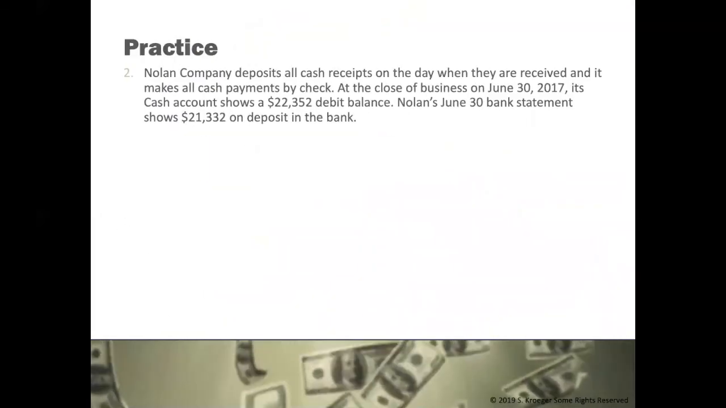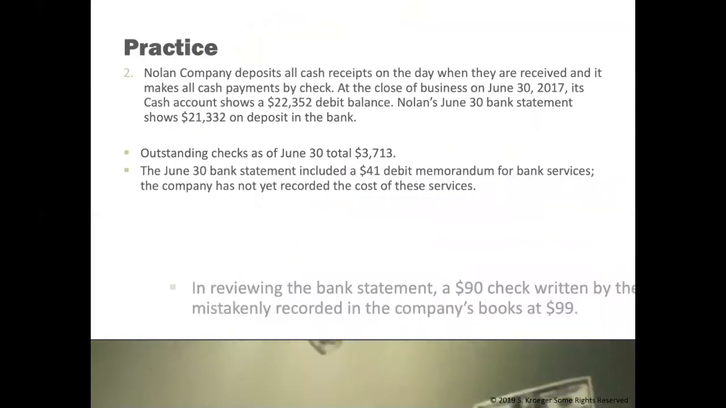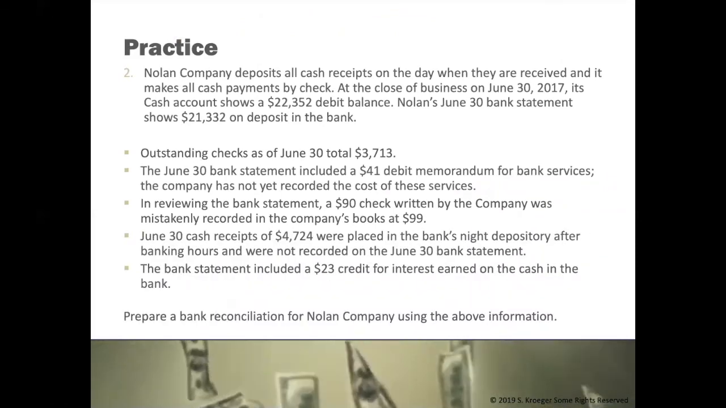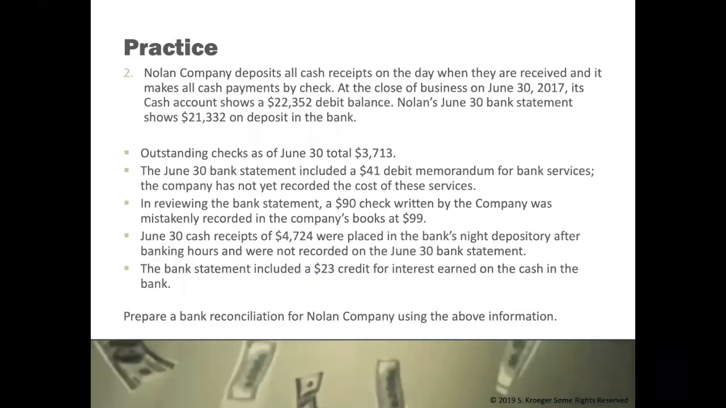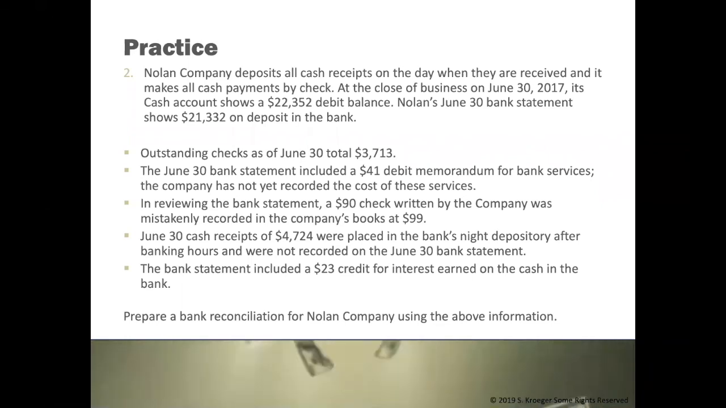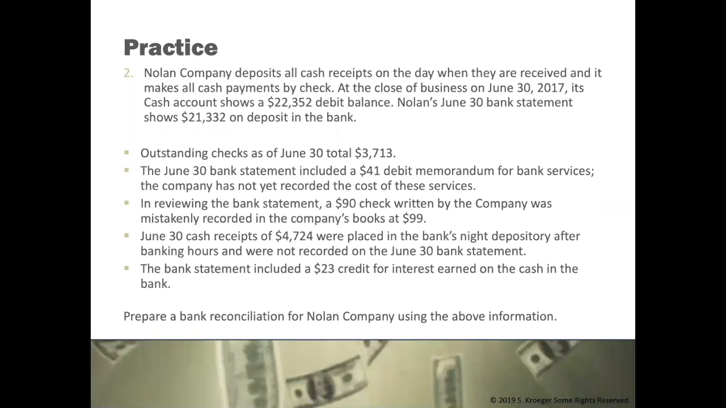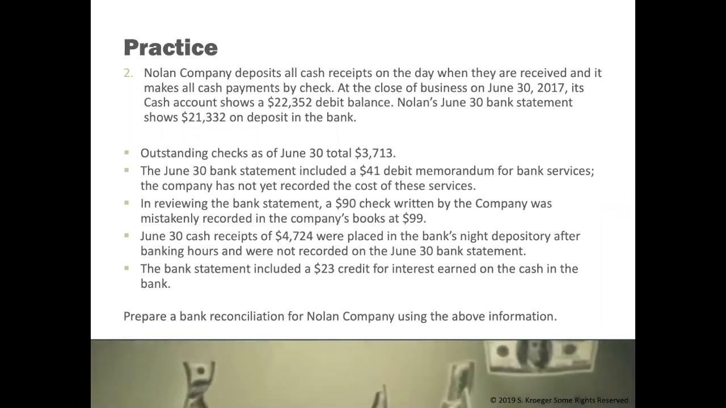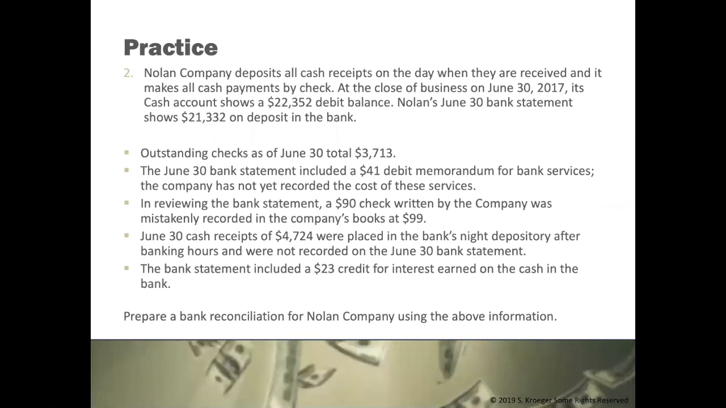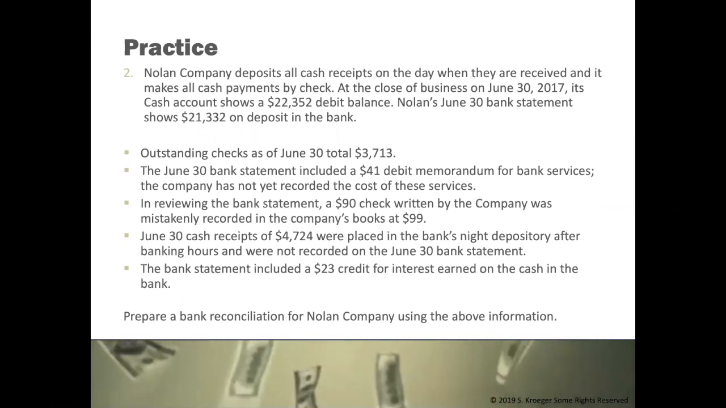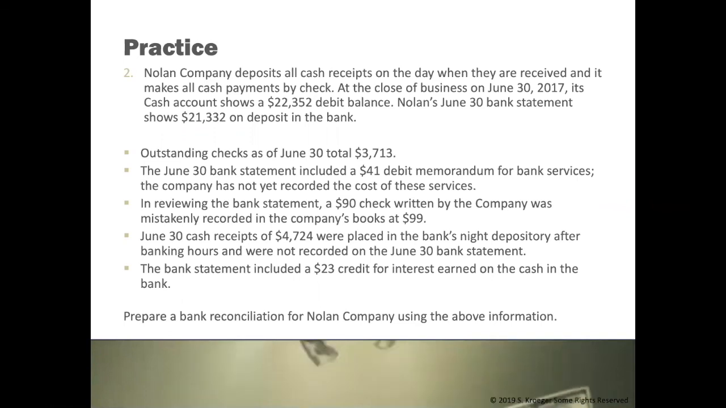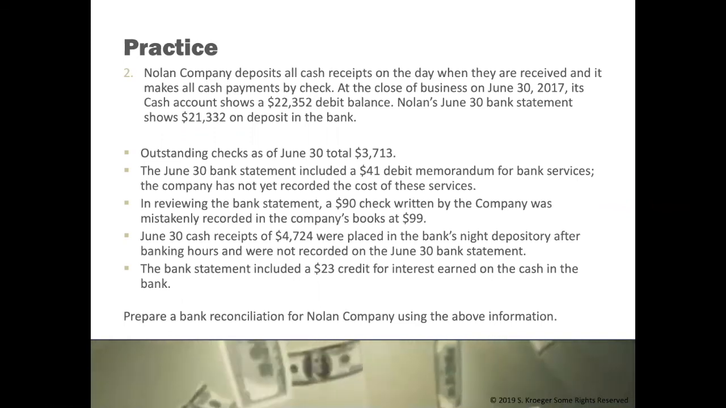This is your second problem on the classwork. Make sure you have it out and you're following along. We have Nolan Company that deposits all cash receipts on the day when they are received, and it makes all cash payments by check. At the close of business on June 30th, 2017, its cash account shows $22,350 debit balance. Nolan's June 30th bank statement shows $21,332 on deposit in the bank.